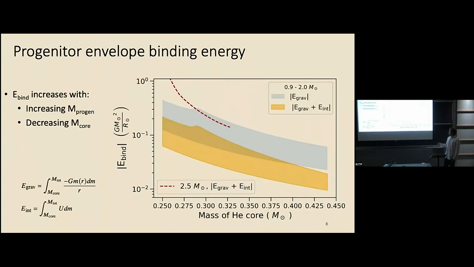The binding energy plotted here will increase with decreasing core mass because that means the progenitor is less evolved on the RGB and more compact. The binding energy will increase with increasing progenitor mass just because there's more mass in the envelope. So for a progenitor mass range of 0.9 to 2.0 solar masses, there's this inherent uncertainty in the binding energy. Even if we know the core mass, there's this range in binding energy that just depends on the mass of the progenitor.